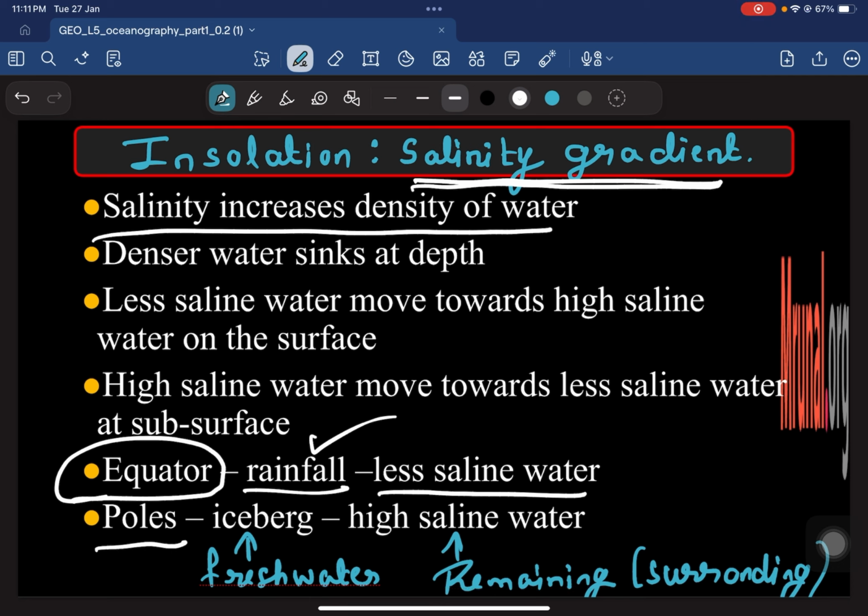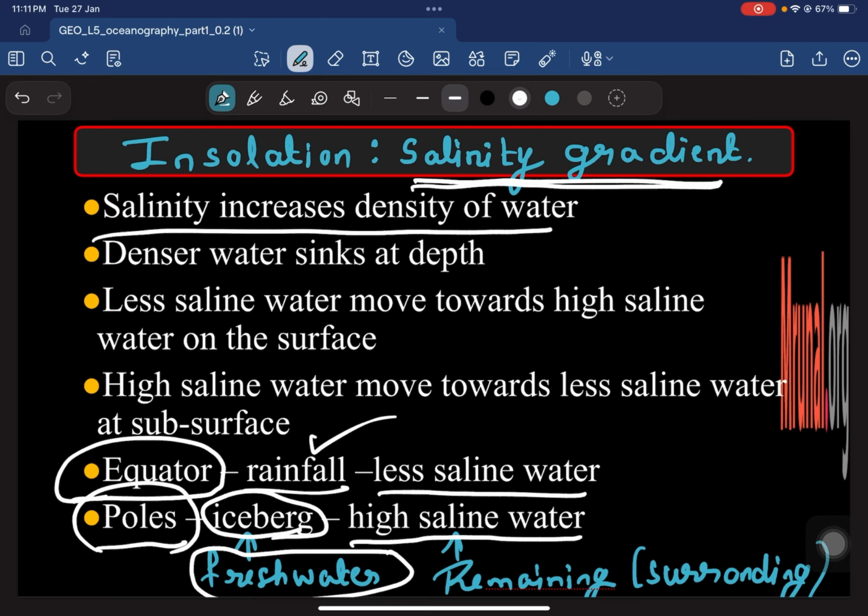In the poles, where are we going to see salinity? Except for the icebergs. Icebergs are always freshwater. Note down this one. Wherever the icebergs are there, those icebergs are freshwater. The remaining water, other than the icebergs, is more saline.